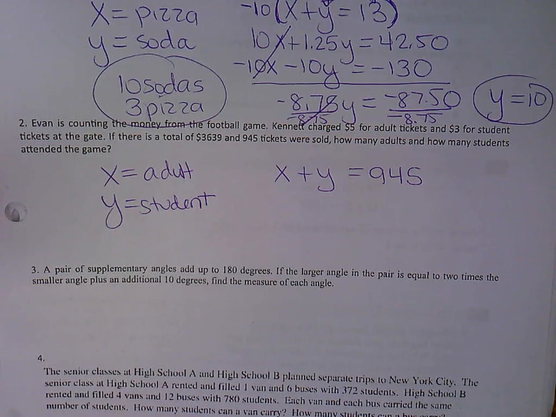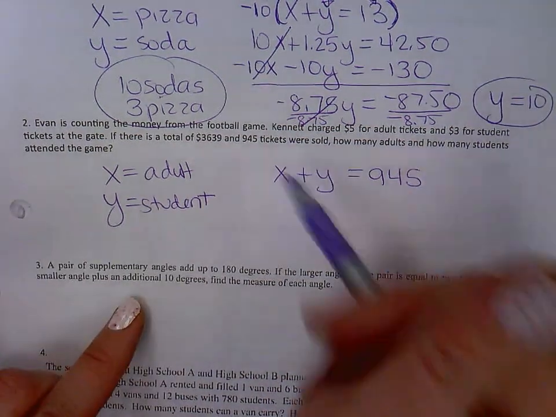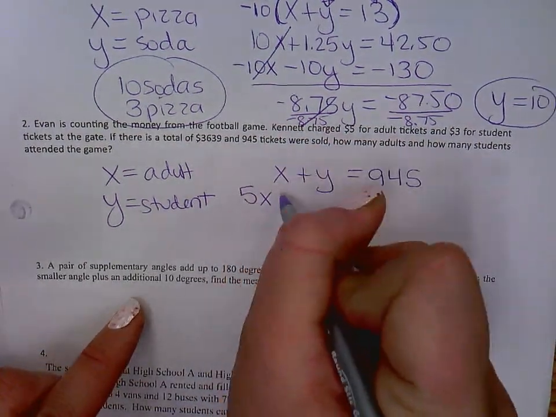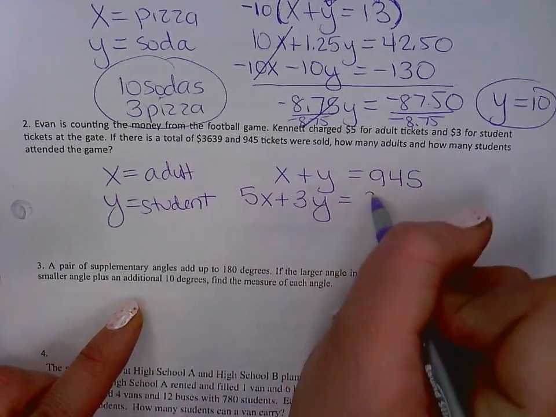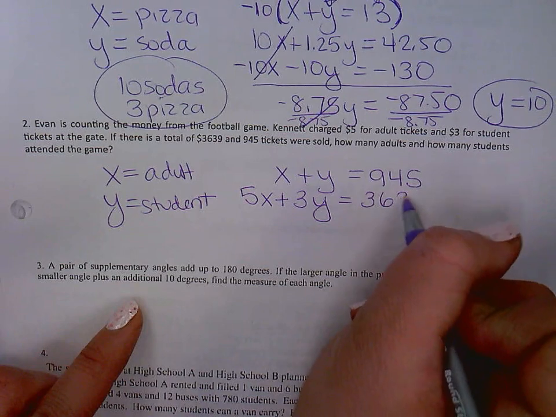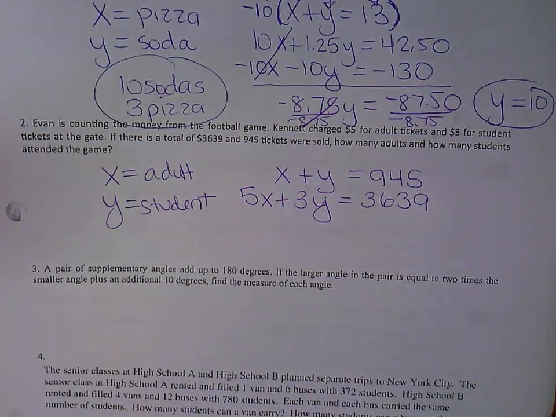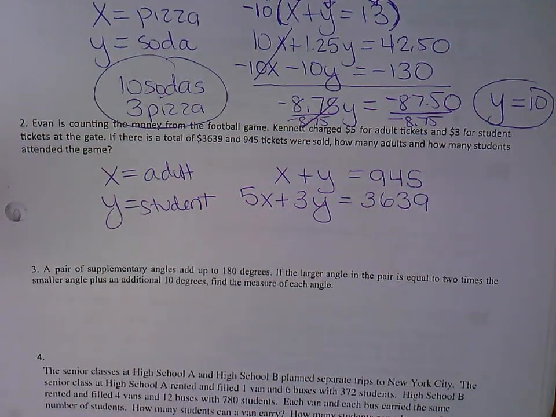And then what's my second equation? Each adult ticket cost 5 and each student ticket cost 3, and I took in 3,639. Do you guys want to try this one by elimination, or does someone want to see substitution on this one? Does that look right? X plus Y is 945. 5x plus 3y is 3639.